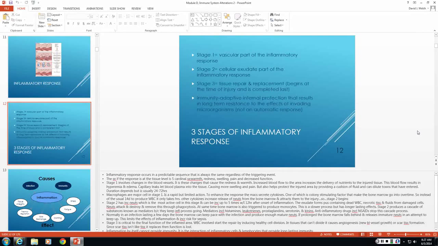cushion of fluid that can dilute the toxins that have entered into that area. Now, the duration of this usually depends on the infection, but it usually lasts anywhere from 24 to 72 hours. Now macrophages are usually the major cell in stage 1.